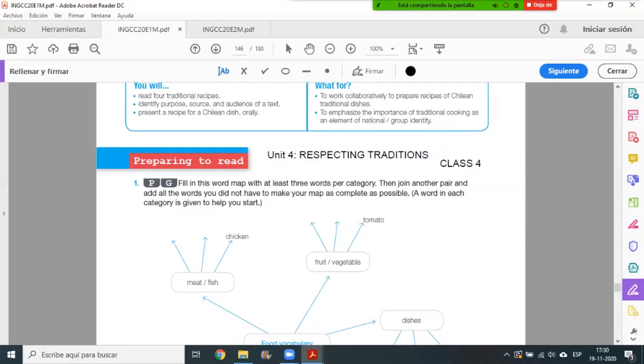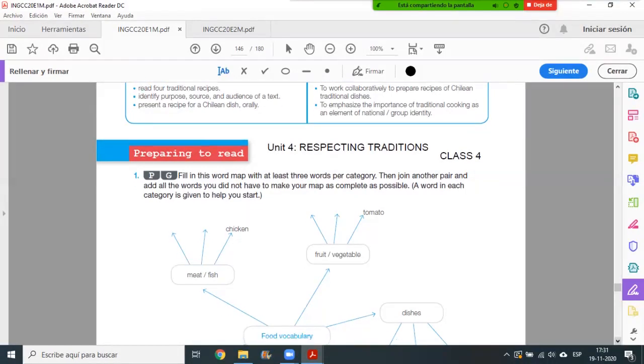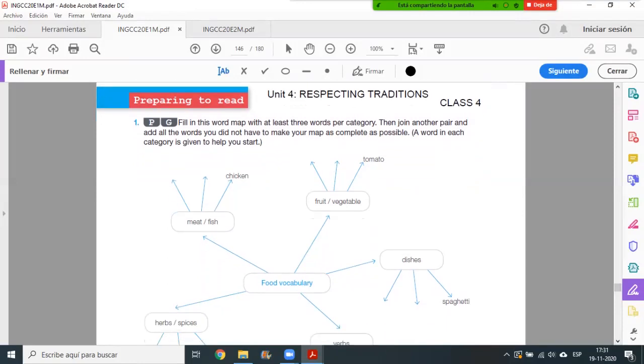The class objective of today is to recognize the importance of traditional meals as an element of national and international identity. El objetivo es reconocer la importancia de comidas tradicionales como un elemento de la identidad nacional e internacional. ¿Ya? Bien, vamos a empezar with a word map. Here it says, a word map. Fill this word map. Vas a llenar este word map, mapa conceptual, ¿cierto? With at least 3 words per category. Por lo menos 3 palabras por categoría. Todas tienen que ver con food vocabulary, ¿ya?